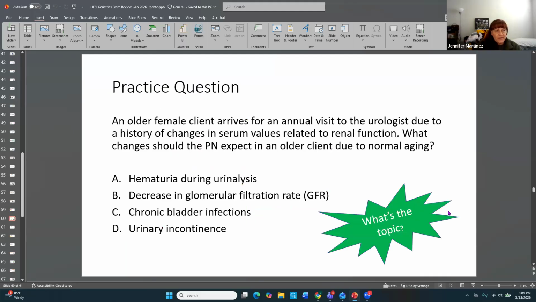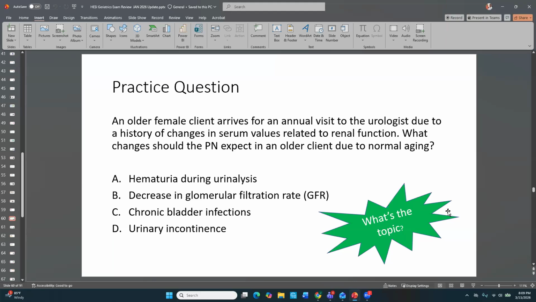So we have an older female who arrives for an annual visit to the urologist due to a history of changes in serum values related to renal function. What changes should the PN expect in an older client due to normal aging? Hematuria during urinalysis, a decrease in the glomerular filtration rate, chronic bladder infections, or urinary incontinence. Which of those would be expected in an older client that's aging normally?